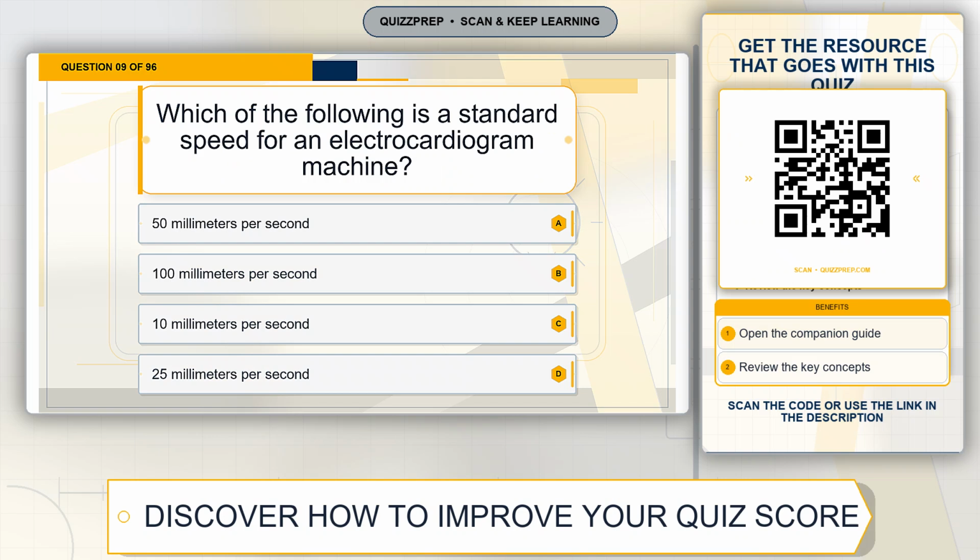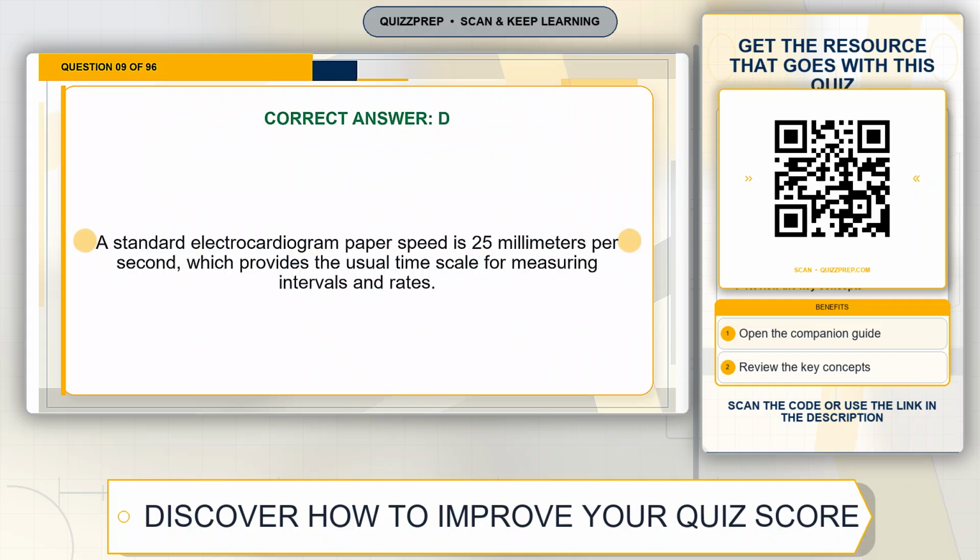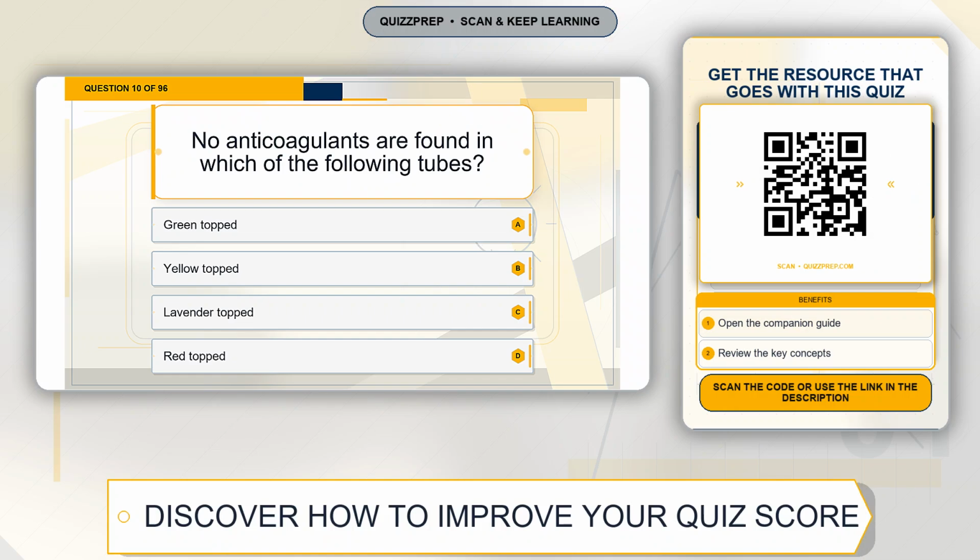Question 9. Which of the following is a standard speed for an electrocardiogram machine? Option A. 50 mm per second. Option B. 100 mm per second. Option C. 10 mm per second. Option D. 25 mm per second. The correct answer is option D. 25 mm per second. Explanation. A standard electrocardiogram paper speed is 25 mm per second, which provides the usual time scale for measuring intervals and rates.